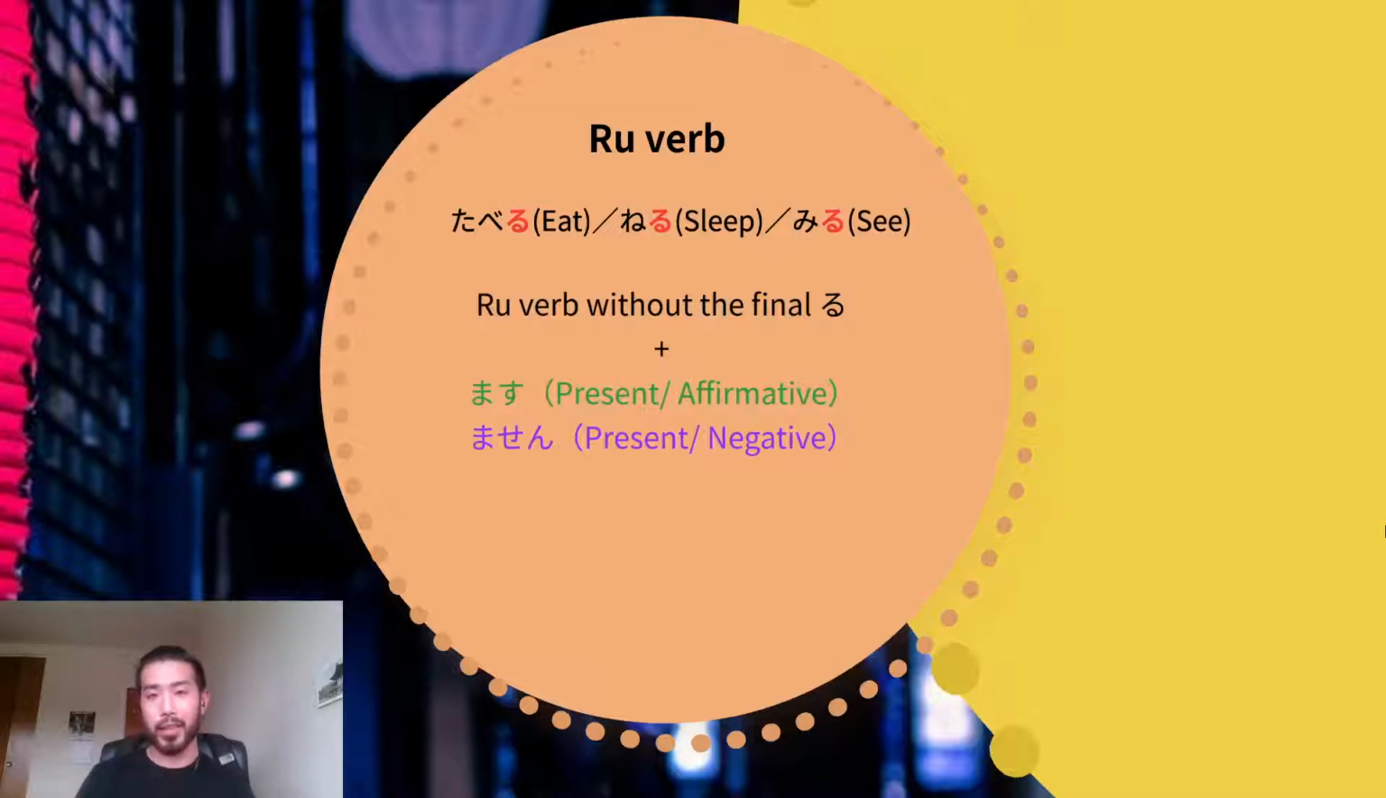Let's take a look at the examples. 食べる. You drop ru and add mas or masen. It's going to be 食べます, I eat. 食べません, I don't eat. And for the next one, 寝る, I sleep. 寝ます. 寝ません, I don't sleep. And of course, same for the next one. 見る, 見ます, I see. 見ません, I don't see. So that's the ru verb conjugation. Very easy and simple.